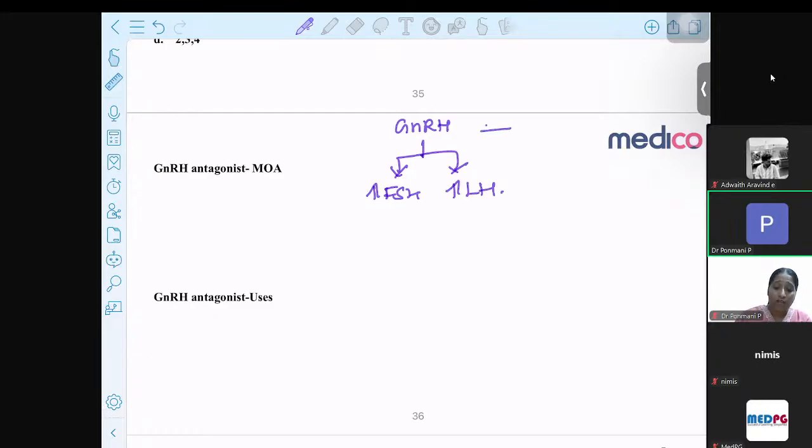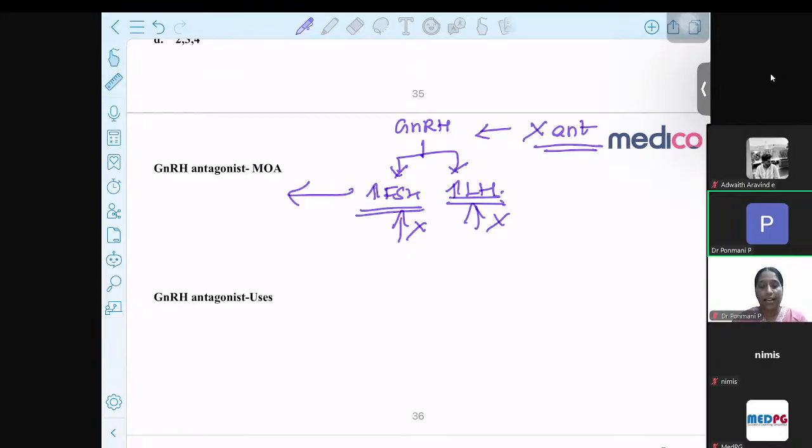Agree? So if you are going to give an antagonist, what is going to happen? The levels of FSH and LH are going to decrease. So this is the mechanism by which GnRH antagonist is going to act. So in which conditions we don't want this FSH and LH?